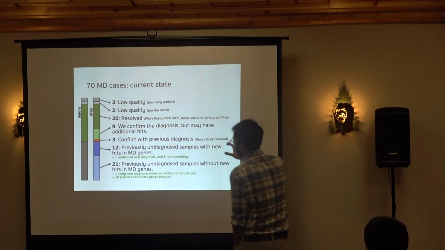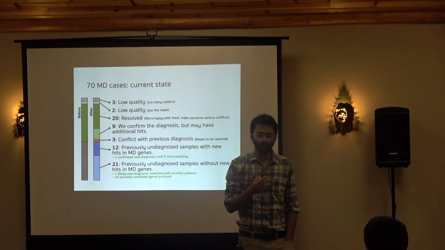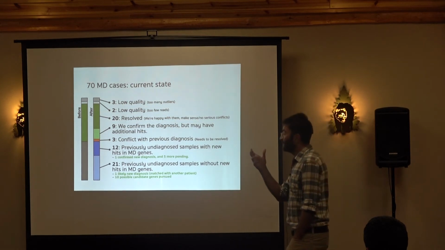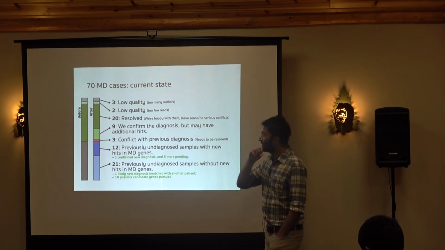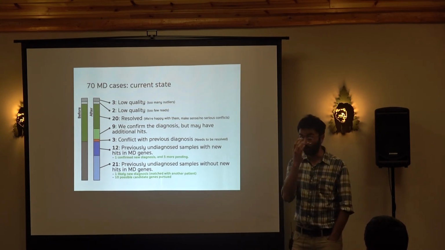So in the half that we did know what's wrong with them, for most of them, the results we find make sense. We either pick up the gene, or it's not there, and we don't pick up any other stuff, so it makes sense. For 3 of them, we had conflicts that we are looking into to see what's going on.